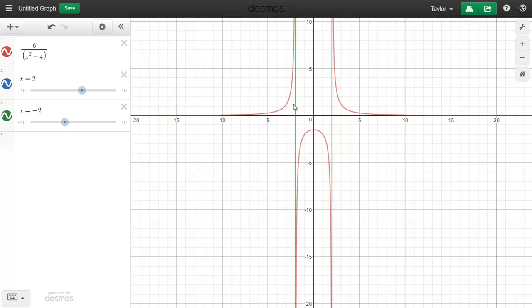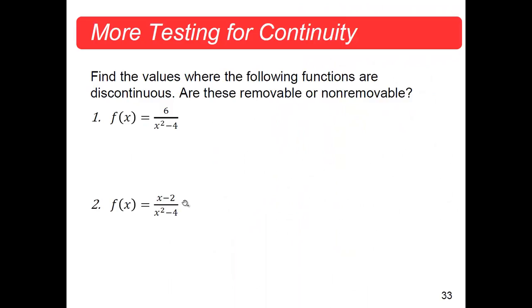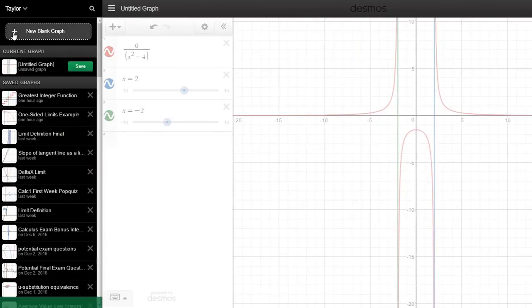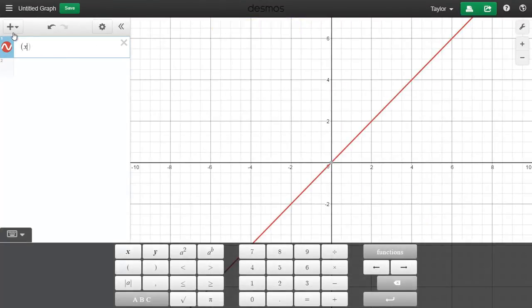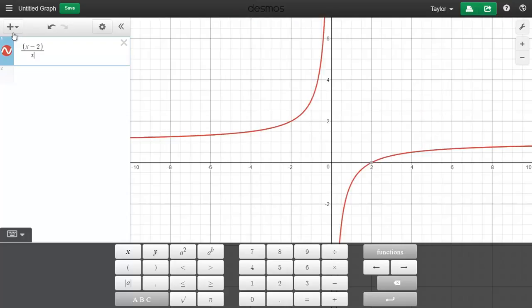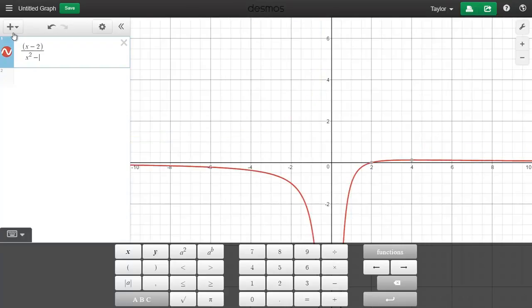The two-sided limit does not exist at all because the left-hand limit does not equal the right-hand limit. Okay? So again, that's a little bit of a preview of section 2.5, where we're headed next. The next example was x minus 2 over x squared minus 4. So let's look at a new graph here: x minus 2 divided by x squared minus 4.